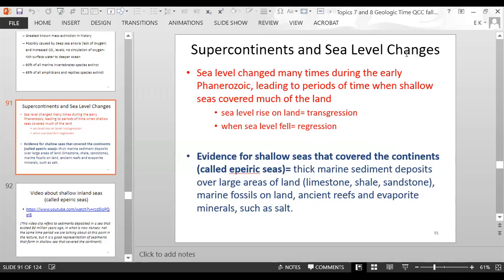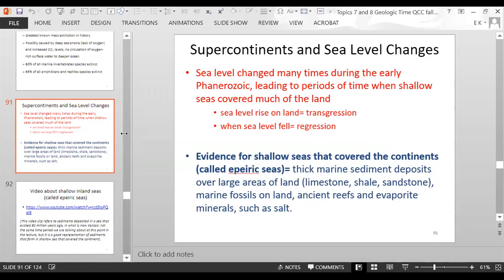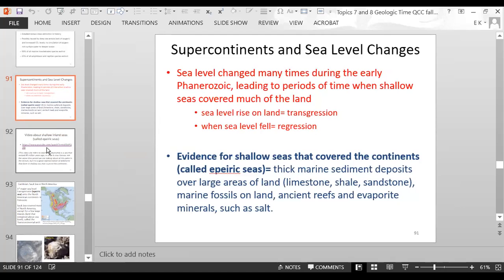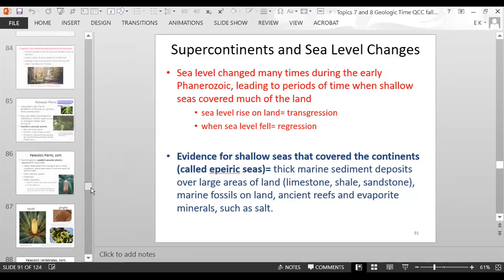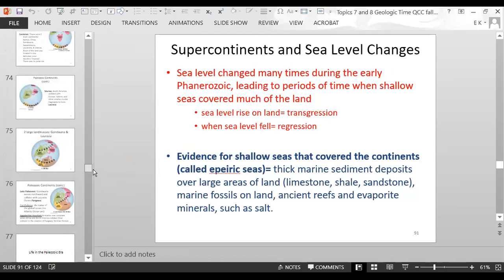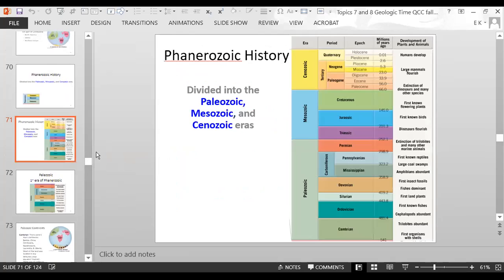So sea level changed many times during the early Phanerozoic, leading to periods of time when shallow seas were covering much of the land. Now, you have to remember a little bit about what the Phanerozoic is. I don't expect you to memorize everything, but we can look at the time scale. The Phanerozoic started 541 million years ago. So the early Phanerozoic was the Paleozoic.